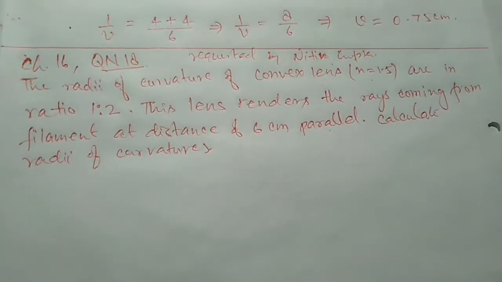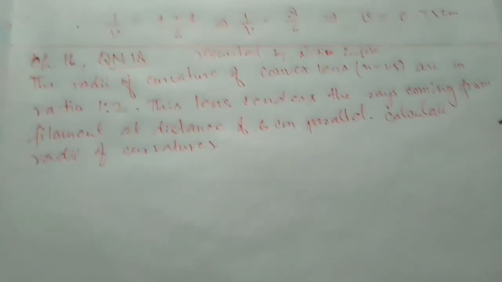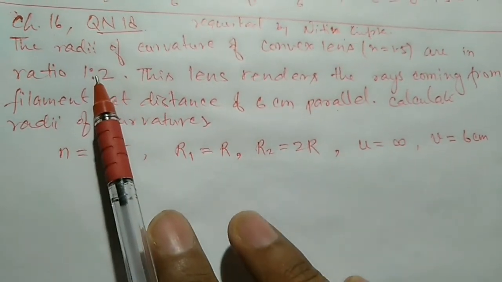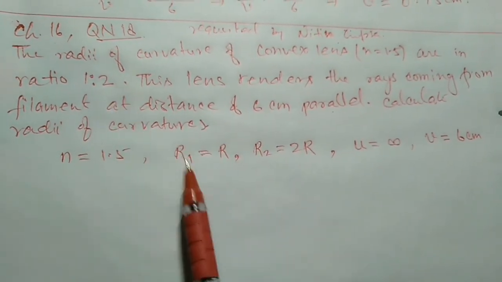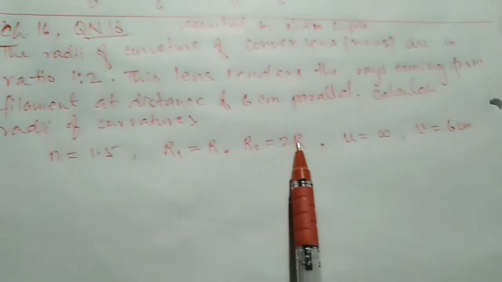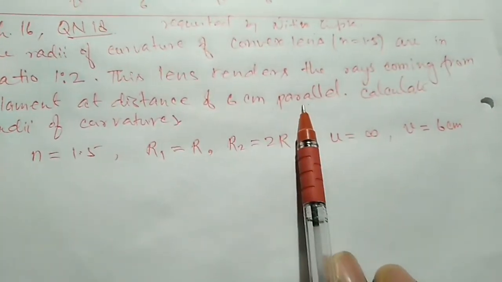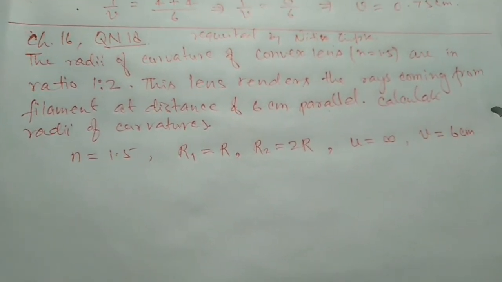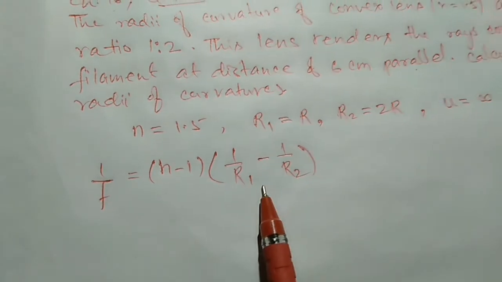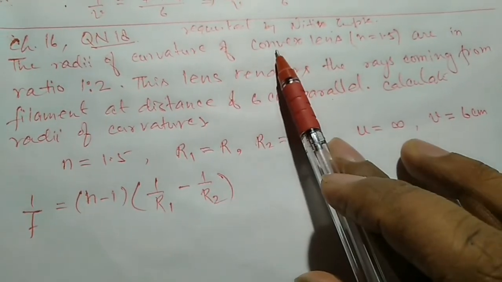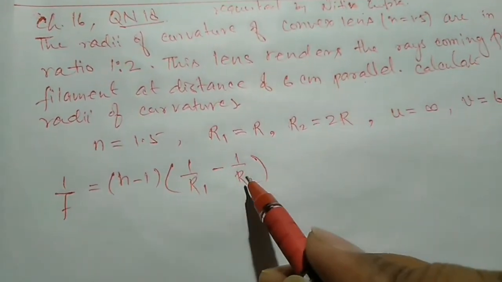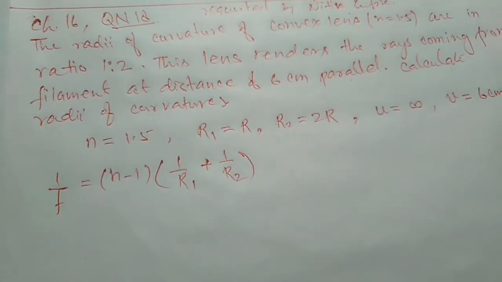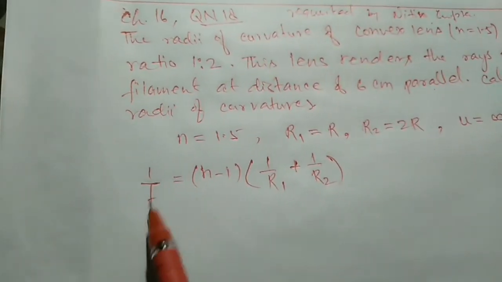Calculate the radii of curvature. So I'm writing first the given values. Here the refractive index is 1.5, and the radii of curvature are in ratio 1:2. I'm taking R1 as R and R2 as 2R, U is infinity because the rays are coming parallel. Value of V is 6 centimeter. Let's write the lens maker equation. This is our lens maker equation. Since the lens is convexo-convex, or you can say double convex, the R2 will be negative, so this equation will become positive here.